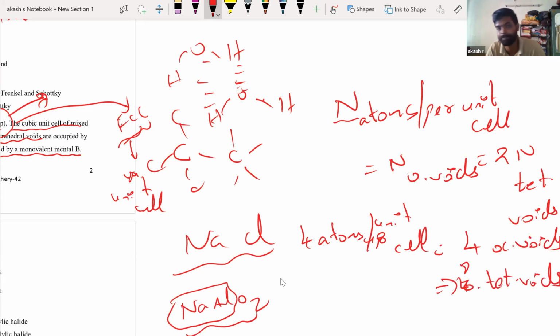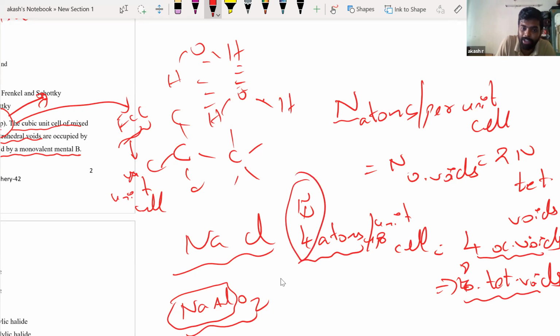This you have to understand. Okay, I think it's very simple. If I have n atoms per unit cell, n number of octahedral voids, and 2n number of tetrahedral voids. That means if I have, for example, 4 atoms per unit cell, where the n value is 4, I will have 4 octahedral voids and 8 tetrahedral voids. Now, this calculation of n value is very easy. Once you know the unit cell, you know the number of atoms per unit cell.